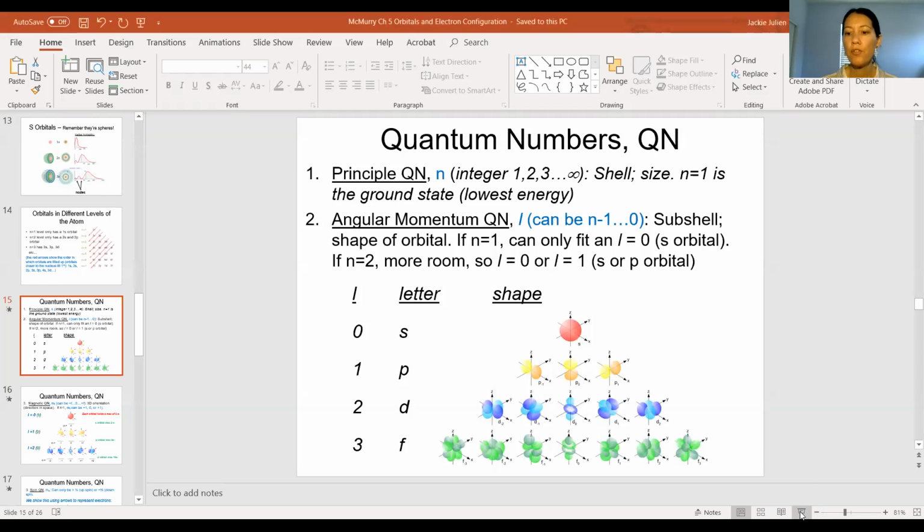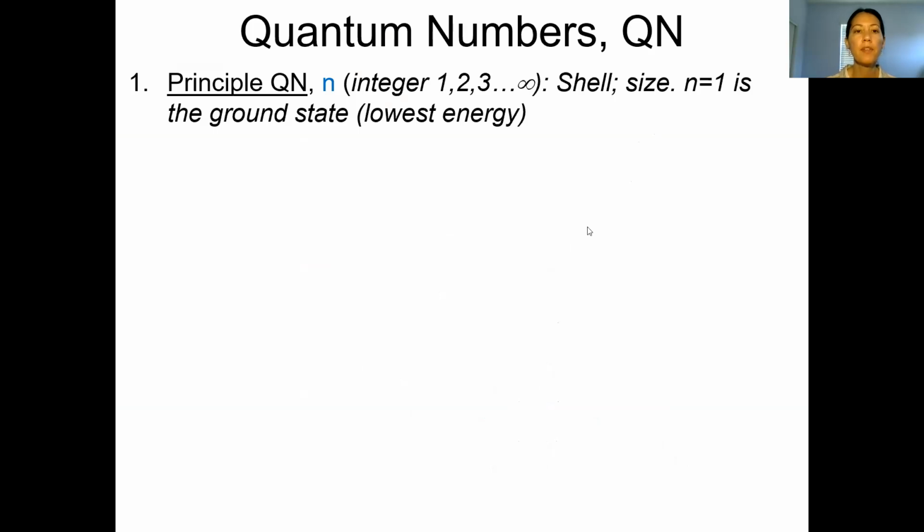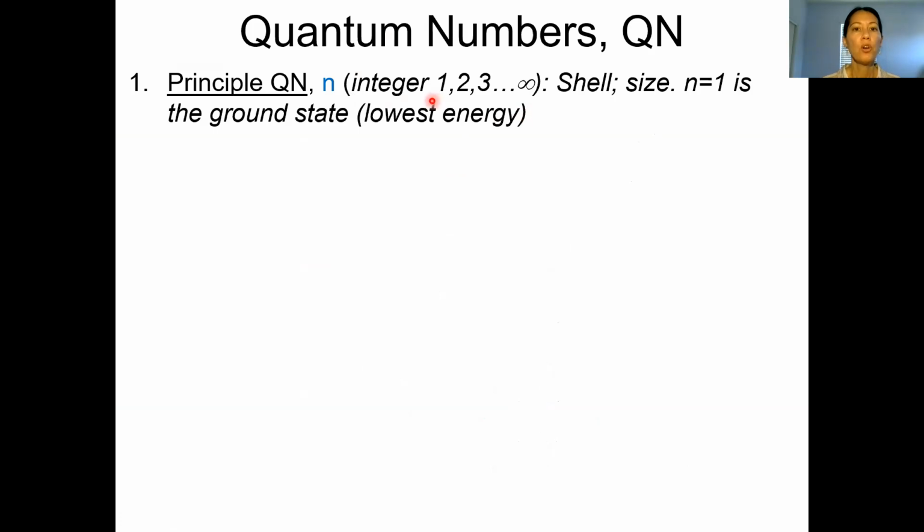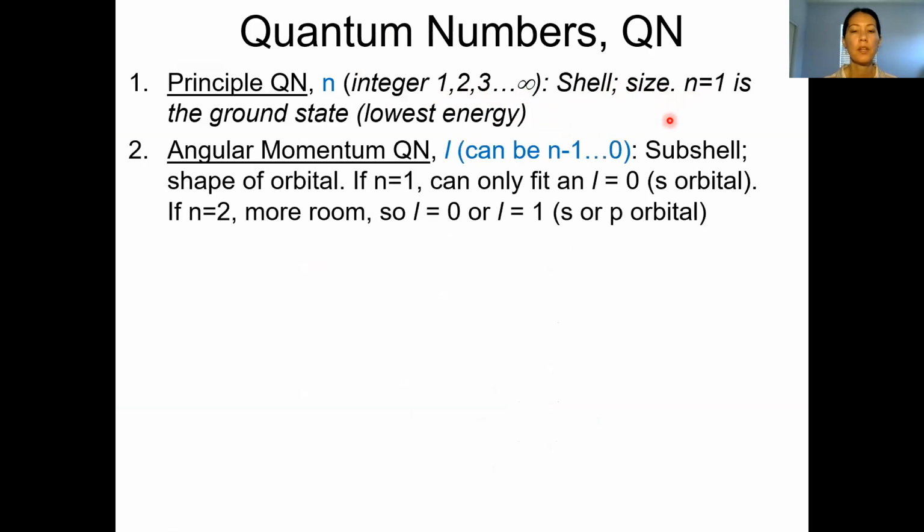Okay, so the first quantum number we're going to talk about is the principal quantum number. This is given the letter n here. And this basically tells you the size and the shell that it's in. So you can only have integers starting with 1, 2, 3, all the way out to infinity. So notice that we do start with n equals 1. That's the ground state. So n equals 1 is the lowest energy one. And as n increases, we get further from the nucleus and size increases.